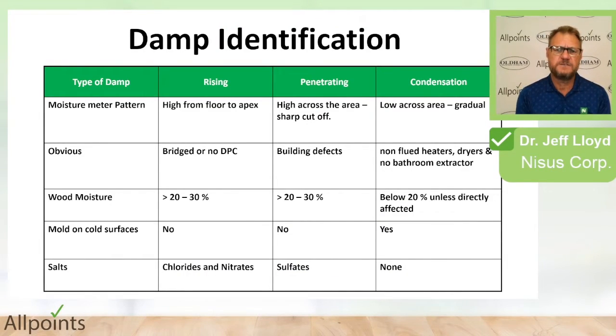Here's a damp identification chart. It's kind of like a detective chart for determining moisture content, and you can look through this at your own time. But basically, you can determine through moisture meter pattern, obvious visible signs with moisture content, etc., the type of moisture. And if you can identify the type of moisture, that will help you identify what's causing it and where it's coming from. So are you looking for a leak, or are you looking for condensation that happens just at one time of the year, for example?